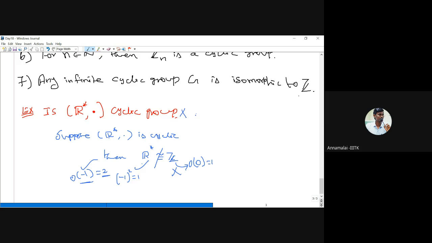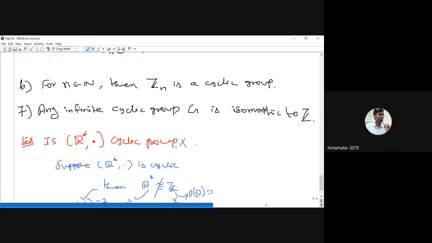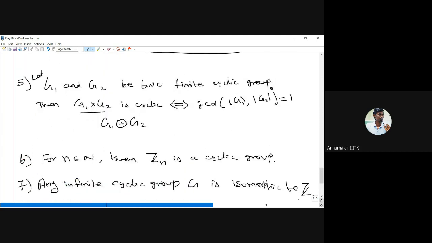So the seventh result is very important. We can easily say whether a group is cyclic or not, and whether an infinite group is cyclic or not. Using this theorem, we can check it. Okay, so it should preserve the properties. At most you can take the order property. Similarly, for a finite cyclic group also, we can easily check. Okay, so this is a very important result.